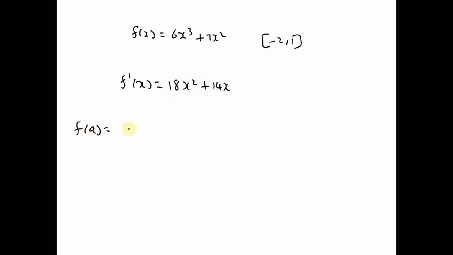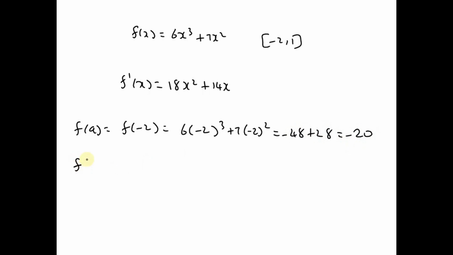So f of a equals f of minus 2, which is equal to 6 into (minus 2) whole cube plus 7 into (minus 2) whole square, which is equal to minus 48 plus 28, which is equal to minus 20. Now find the value of f of b.